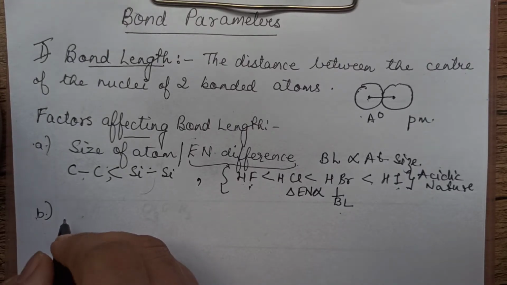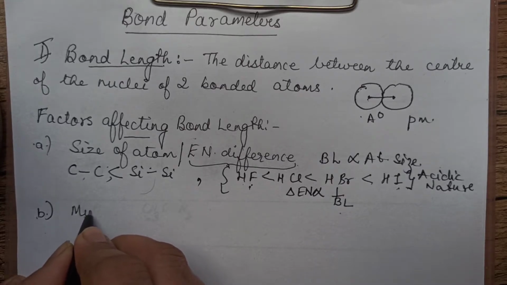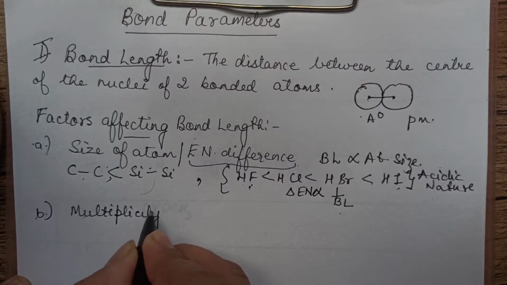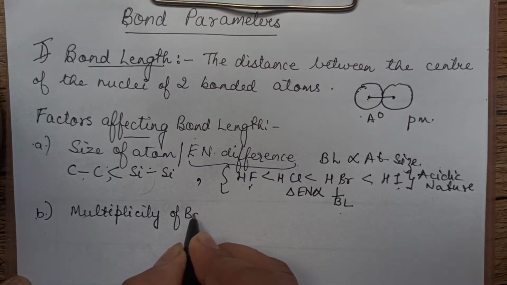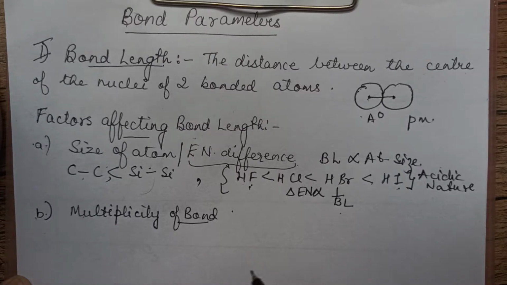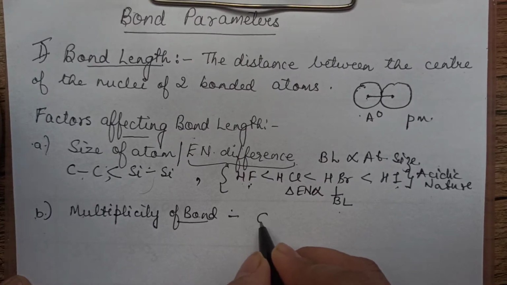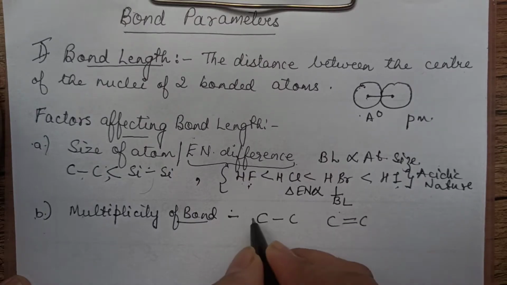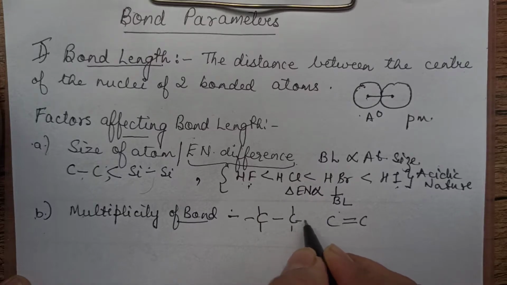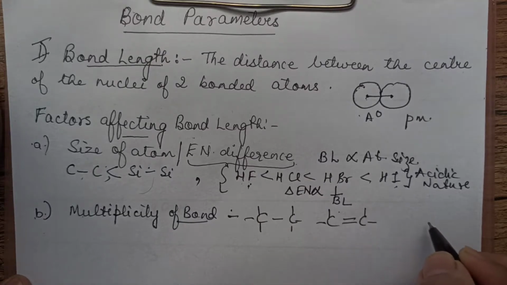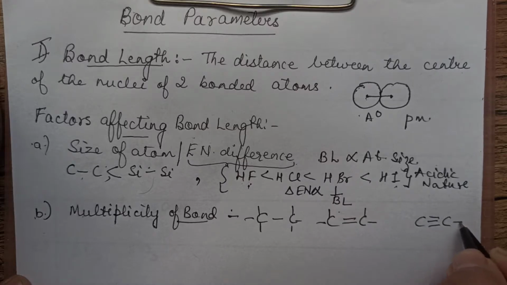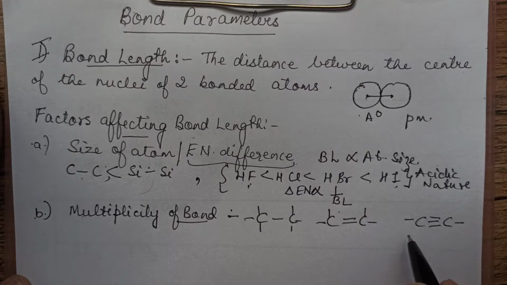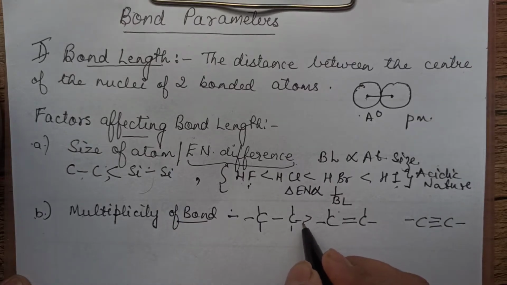The second factor affecting bond length is multiplicity. Multiplicity of bonds means how many bonds are present between the atoms. Suppose I compare a carbon single bond, a carbon double bond, and a carbon triple bond. The more the bonds, the less the bond length. The single bond will have the maximum length.